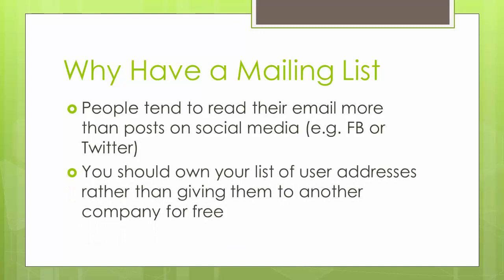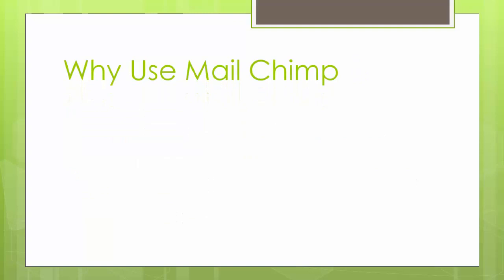Now, you should own your user addresses rather than giving them to another company for free. This is a significant point. Facebook and Twitter are making millions off of the lists of mailing addresses that they are accumulating from you. You should own this information. It's yours. You should be able to do anything you want with it, and nobody should be able to take your mailing list away. Not Facebook, not Twitter, and certainly not MailChimp. And MailChimp will not. That's why you have a mailing list, to get your product in front of your customers.